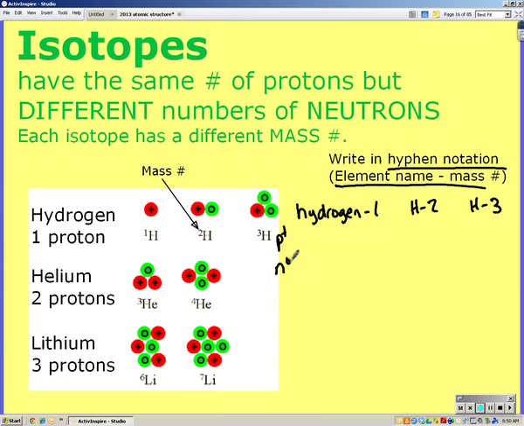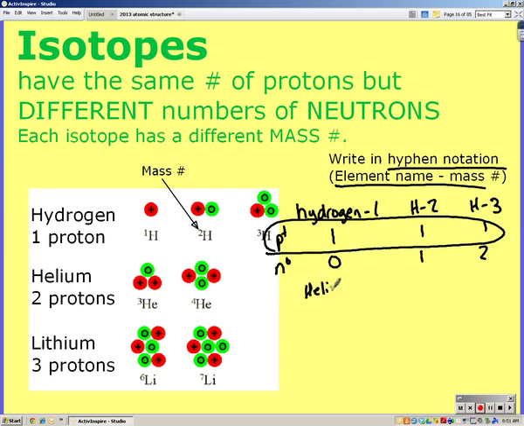Looking at that first picture of hydrogen, notice it has 1 proton and no neutrons in the nucleus. The second hydrogen, we have 1 proton and 1 neutron, and in hydrogen-3 we have 1 proton and 2 neutrons. Notice the protons stayed the same, because if you change the number of protons, you're going to change the element. So the only thing that differs is our neutrons.